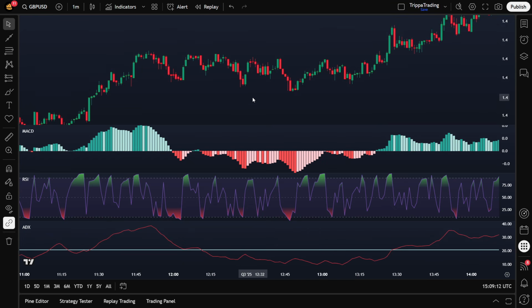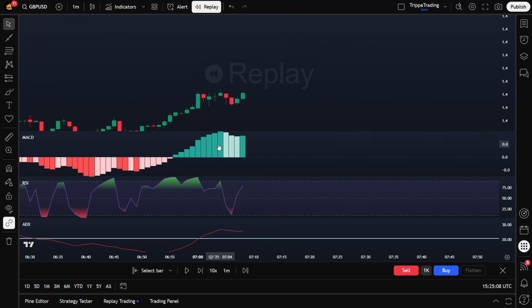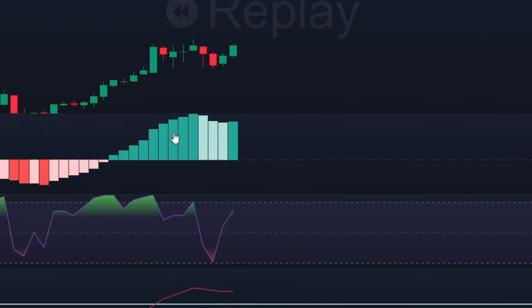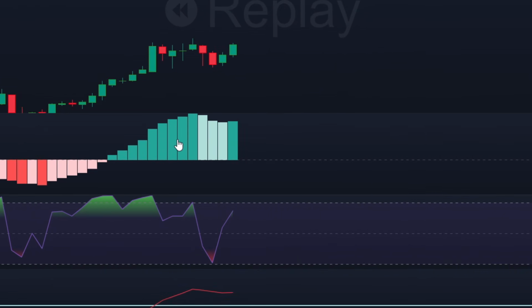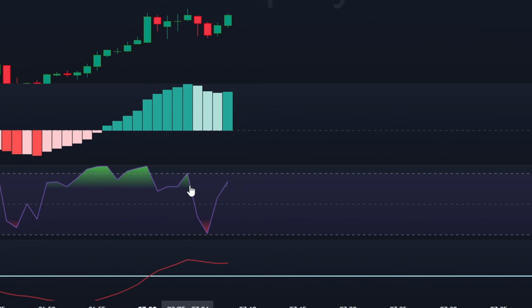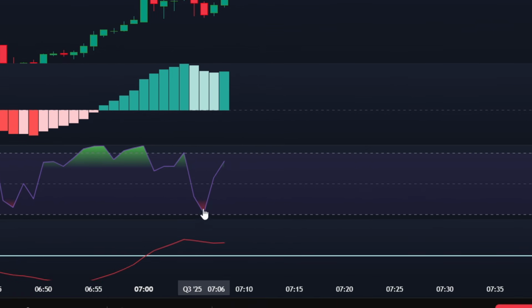Let's look at a clear buy example first. Imagine we're watching the chart and we see the MACD histogram is above the zero line, showing green bars. This tells us the market is in an uptrend, so we start watching for long entries. A few candles later, we notice the RSI drops below 10, which means price is temporarily oversold. That's our first sign. Now we wait.